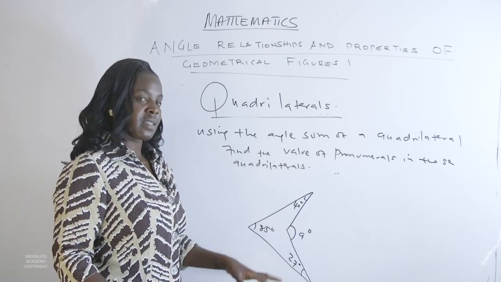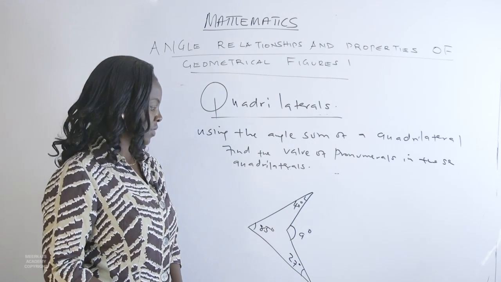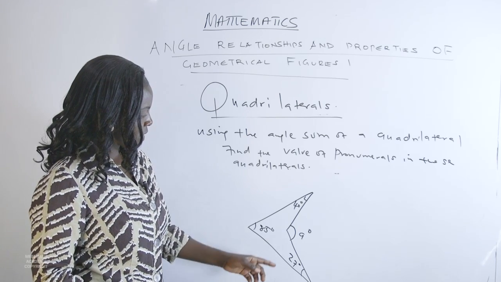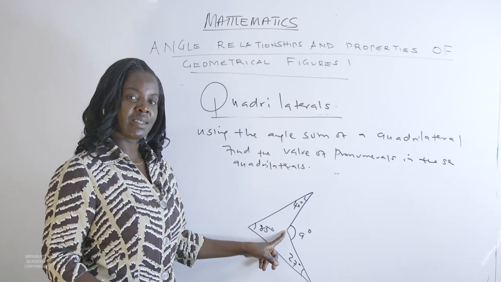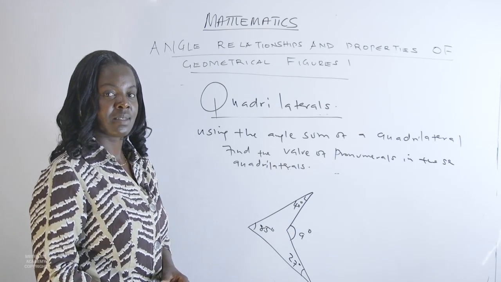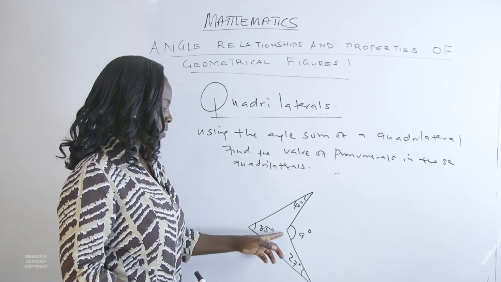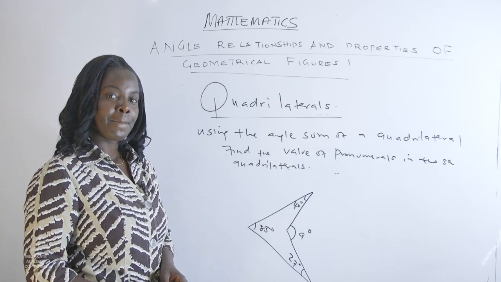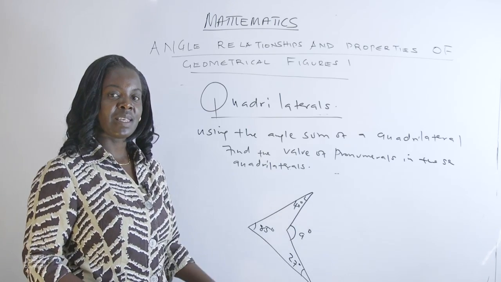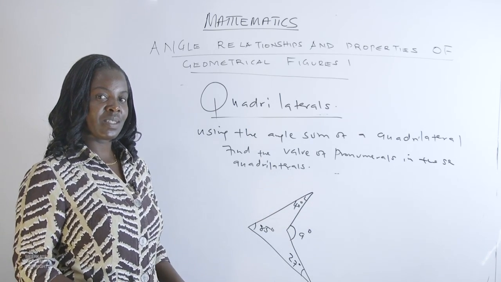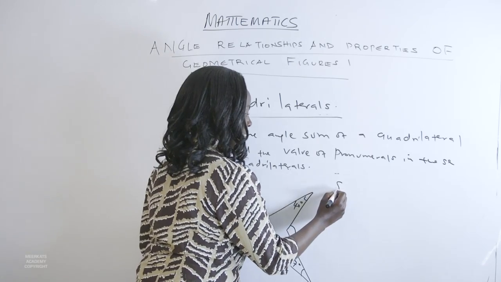So we have this type of quadrilateral. This is concave. One of the vertices is pointing inwards, non-convex. So we are told to find the value of A. Because this is a quadrilateral, it has four sides, 1, 2, 3, 4. Then the sum of interior angles is also 360 degrees.